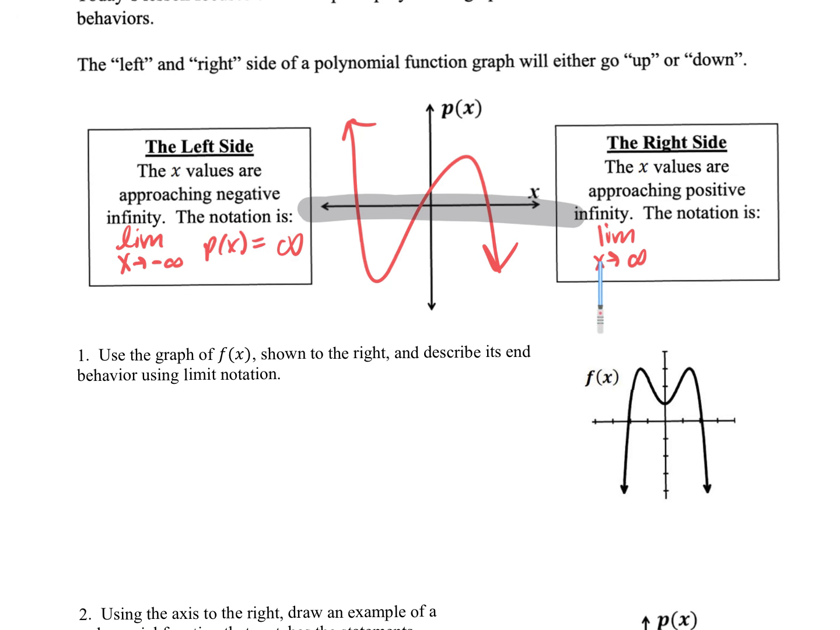Over here it's saying, hey, as my x's are going to the right of my function p of x, what are my y's doing in this picture? They're going down to negative infinity. Beautiful. So now we're going to practice this little notation a little bit again.